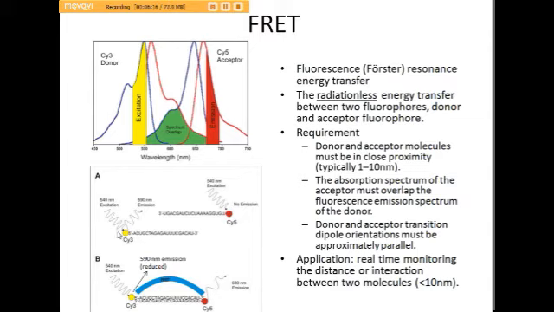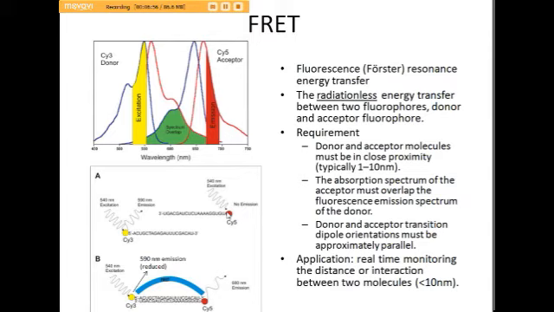Let's look at this example. Here is a Cy3-labeled oligonucleotide, and here is a Cy5-labeled oligonucleotide. In a solution phase, when there is no hybridization between these oligonucleotides, you can find that they are complementary to each other. However, without hybridization between this oligo and this oligo, Cy3 and Cy5 are freely in solution. They are far away from each other, generally more than 10 nanometers. There will be no FRET between Cy3 and Cy5.